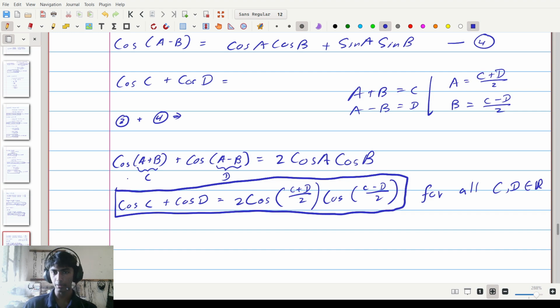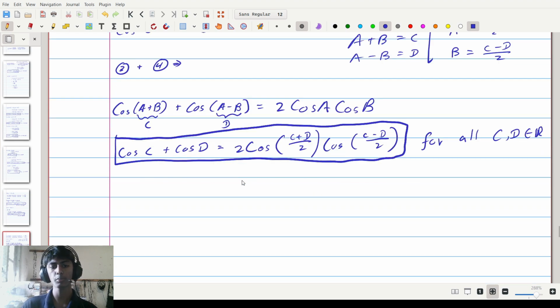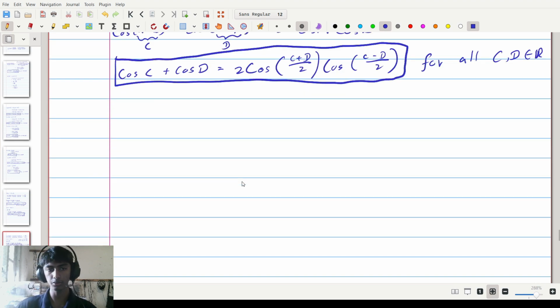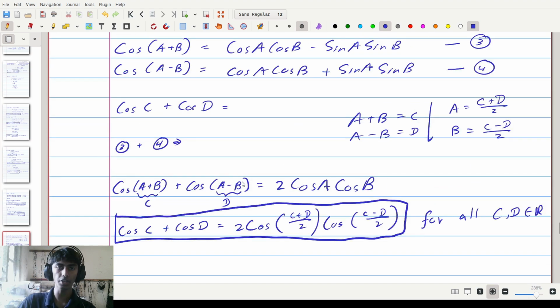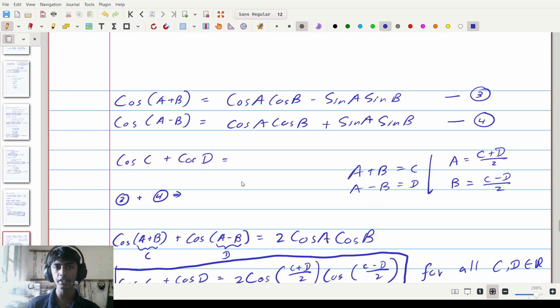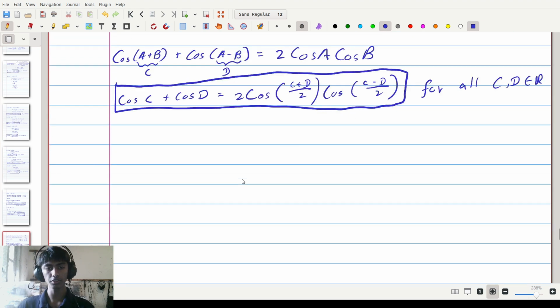Now similarly, as you can probably guess, the next thing we're going to do is find cosine of C minus cosine of D as a product formula. So let's do that. To do that, of course, we're going to use the exact same strategy that we did for the sine. Instead of considering 3 plus 4, we consider 3 minus 4. So let's now consider 3 minus 4 for cosine of C minus cosine of D. What does it equal?